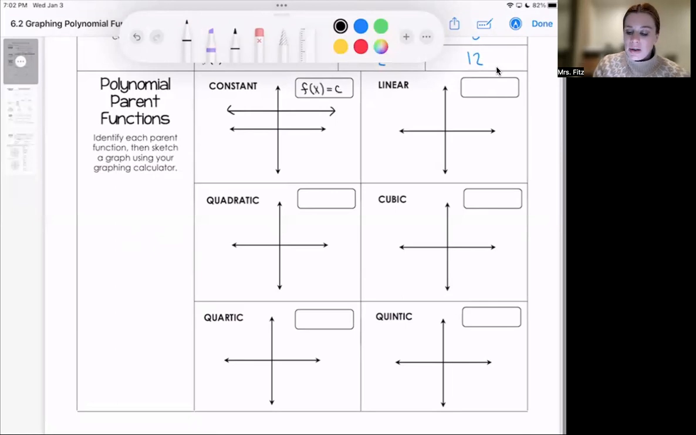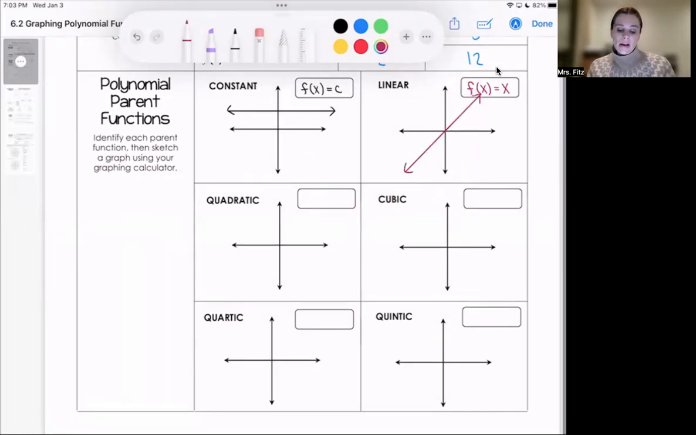Okay, I'm going to go ahead and use a different color too, because I think it'll show up a little bit better. Okay, linear is degree 1. So if we write that, it would be written as f of x equals x. Well, this is just a line with a slope of 1 and a y-intercept of 0. So it looks something like that.